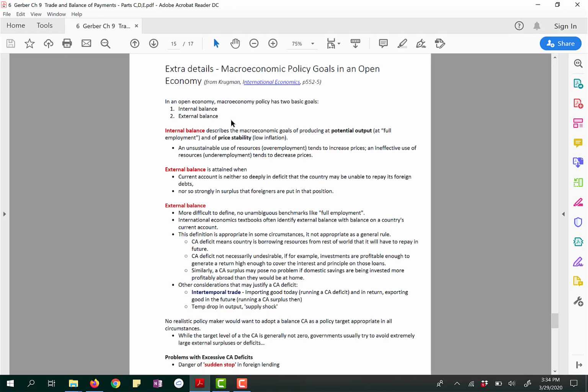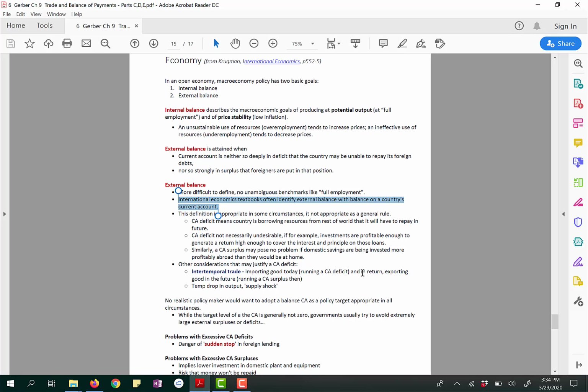External balance, and I like this sort of broad definition, is attained when the current account is neither so deeply in deficit that the country may be unable to pay its foreign debts, nor so strongly in surplus that foreigners are put in that position. International economics textbooks usually define external balance as balance in the country's current account. But that definition is not appropriate as a general rule.